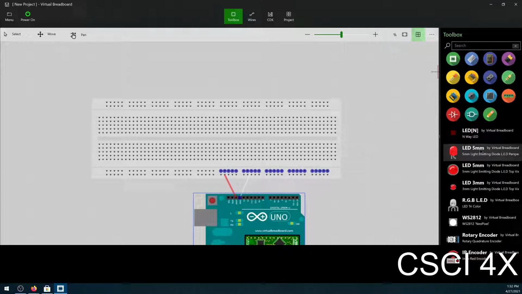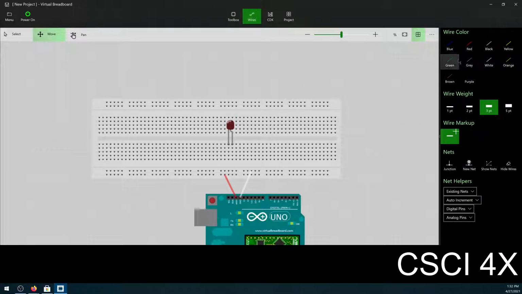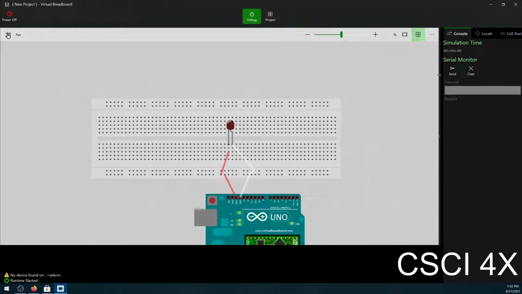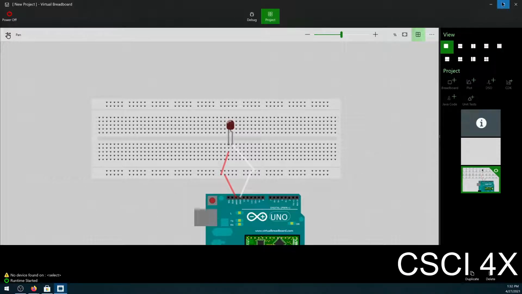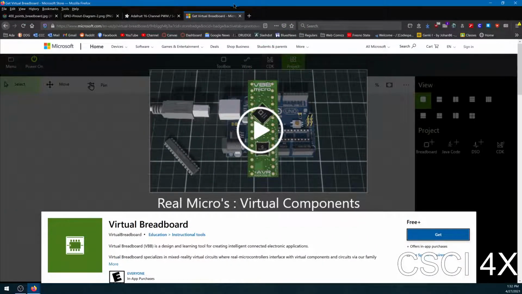LED. Power on. I don't know, never used this tool before. Let's go check out Tinkercad.